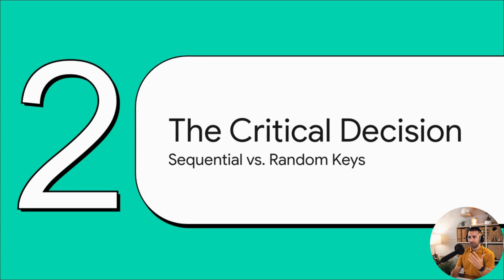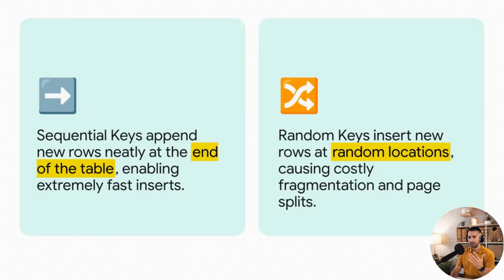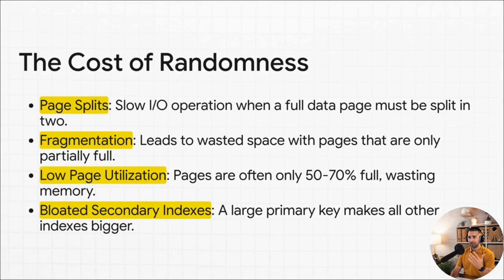And this leads us to a fundamental battle: sequential keys versus random keys. Let's look at the two heavyweights here. On one side, you've got your classic sequential bigint auto increment. Physically, this is a dream. Every new row just gets tacked on neatly to the end of the table. It's incredibly fast and efficient. On the other side, you've got a random UUID. Now, these are great for distributed systems, for sure, but physically, it's chaos. New rows are shoved into random locations all over the table. And that randomness comes with a really steep price.